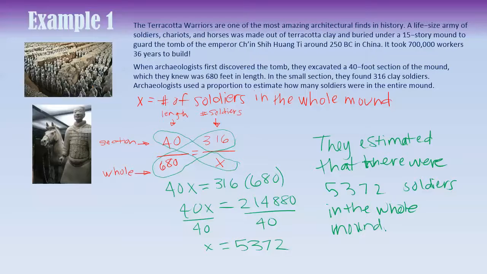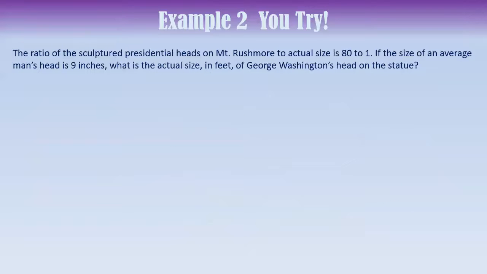All right, so again, this is a model for exactly what we expect to see when you do your homework, when you do your assessments. All right, example 2, you give it a try. Okay, so I want you to pause the video. Here's another situation that calls for a proportion, so pause the video and go ahead and give it a try, and then come on back, see how you did.